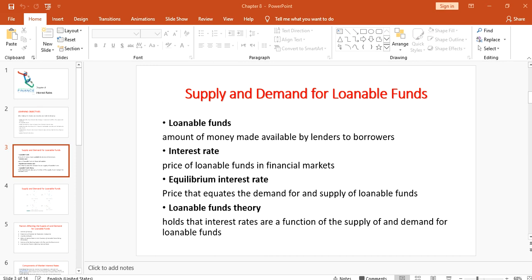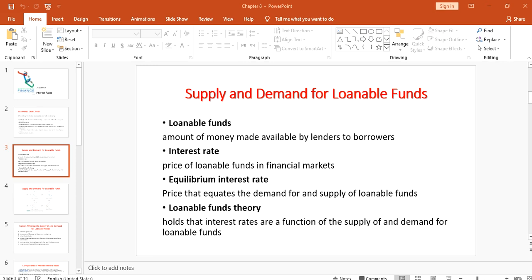Of course, this lending process is not for free. Whenever you give me your money for 1 year, you are expecting to get some extra on your original amount, or your principal, back. That's the so-called interest rate. Simply, interest rates are the price of the loanable funds in the financial market.